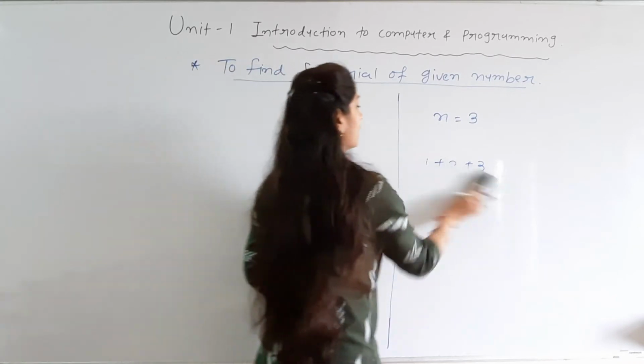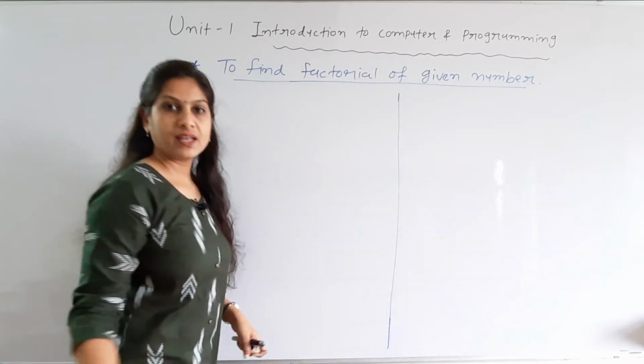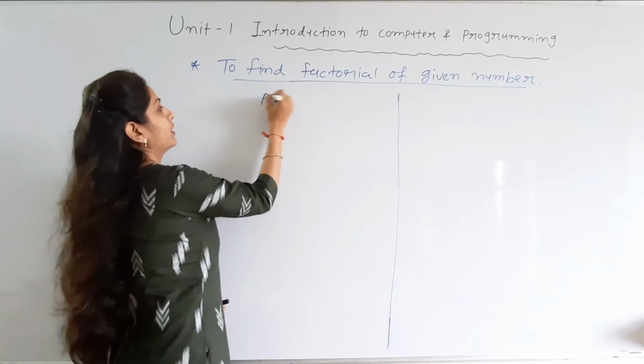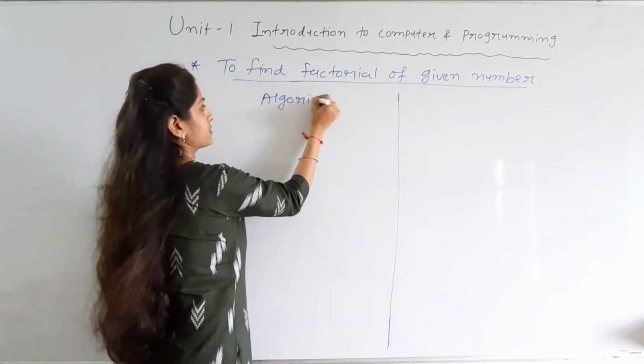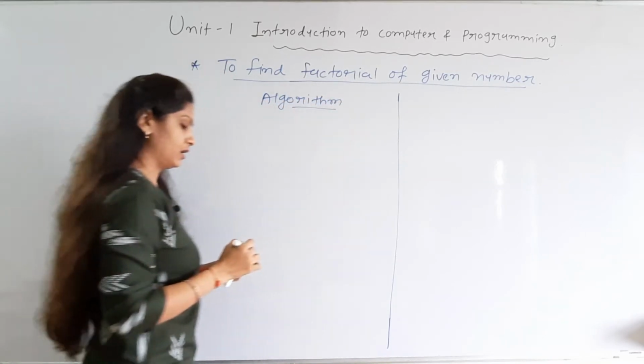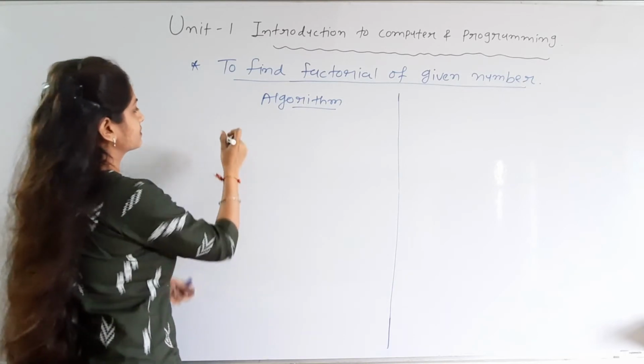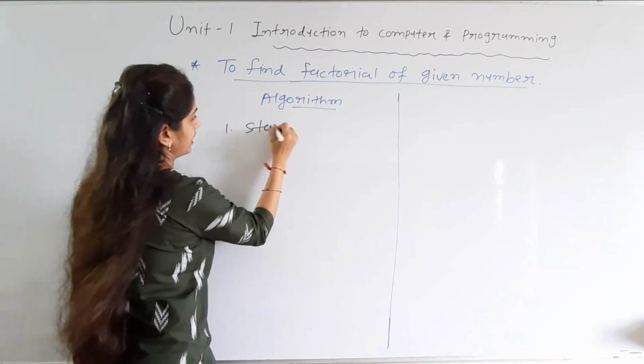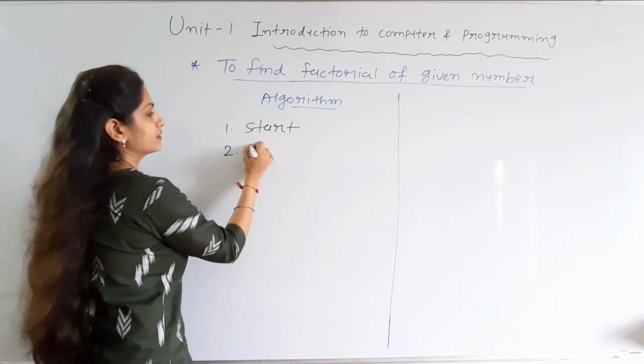So I think you guys remember those steps. So here first I am writing those steps. Algorithm. First step, start. Second is input.